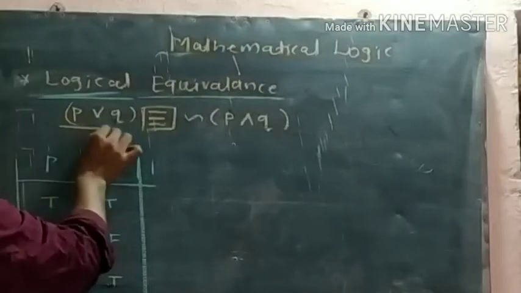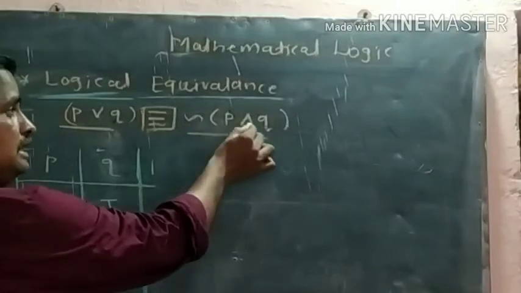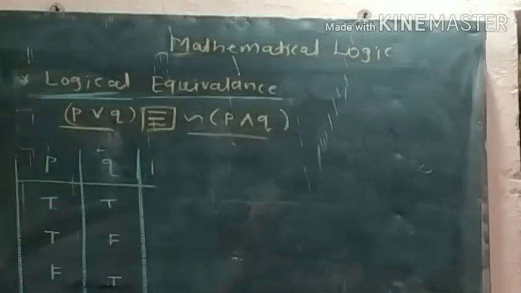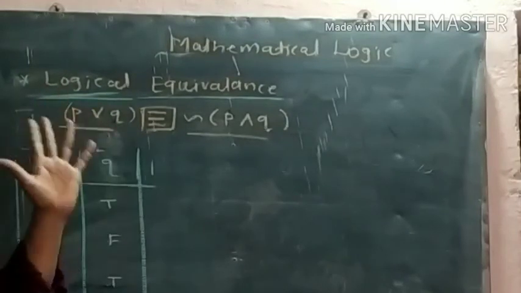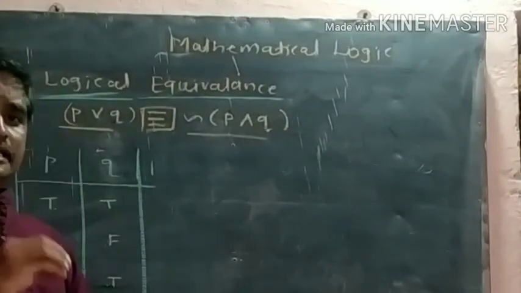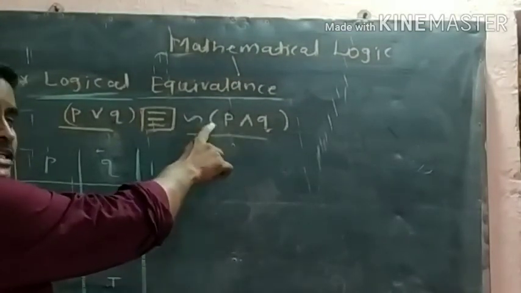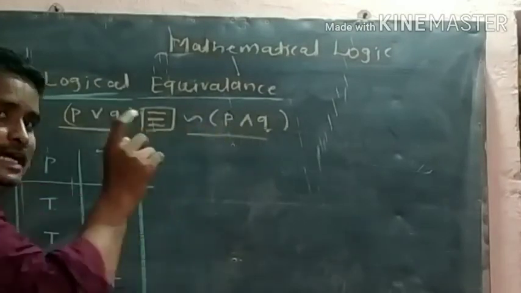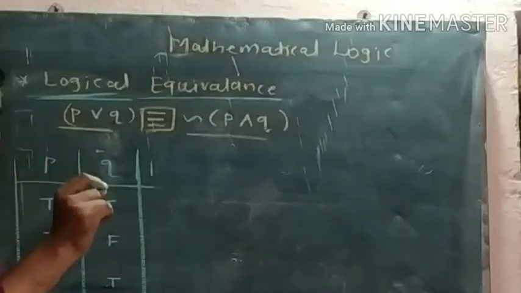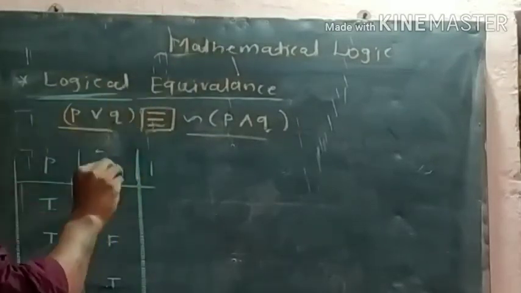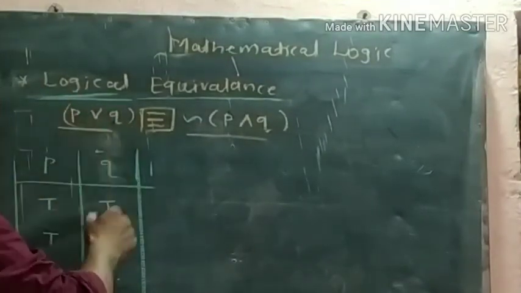So we have two statements. On the right hand side, we consider negation of P conjunction with Q, and on the left hand side, P disjunction Q is the other statement. In this case, we have to check whether the RHS, negation of P conjunction with Q, has truth value equal to P disjunction Q. So for this purpose, we first construct a truth table of this logical statement.